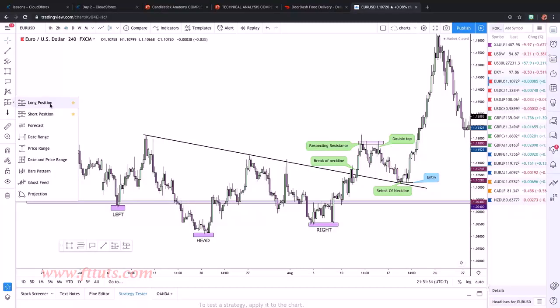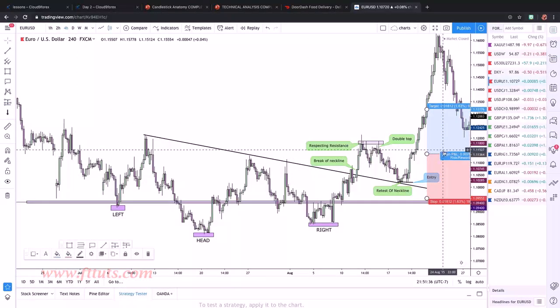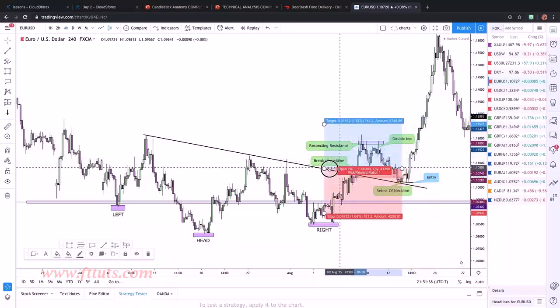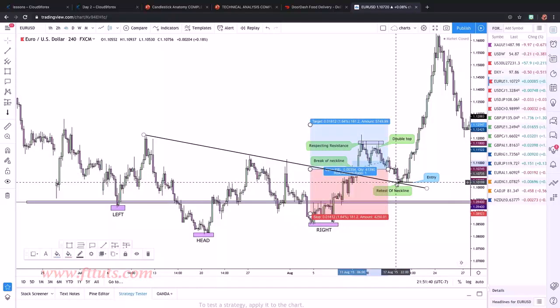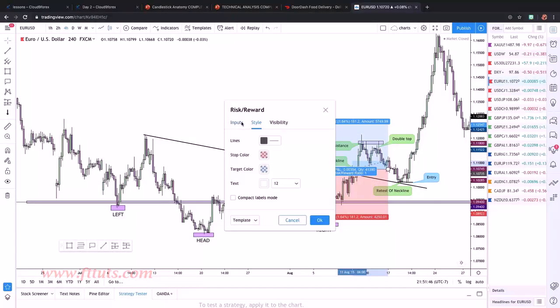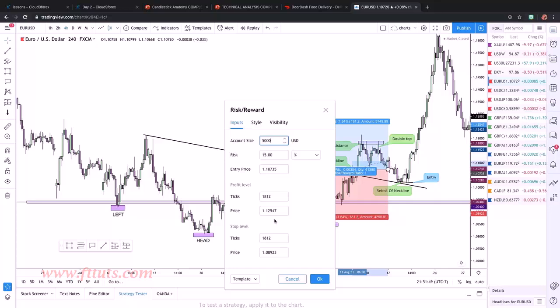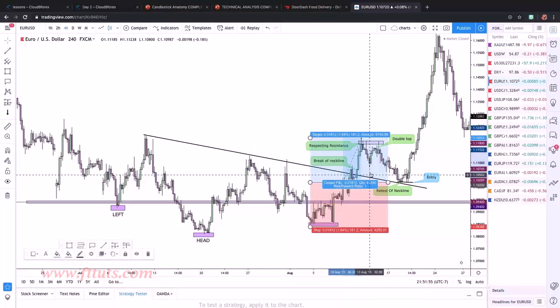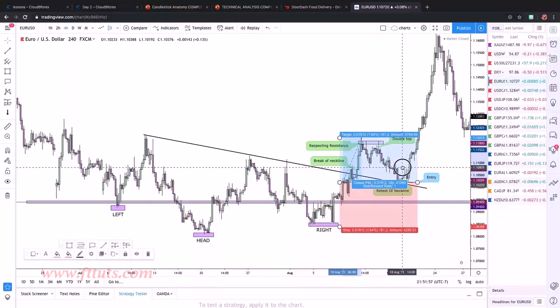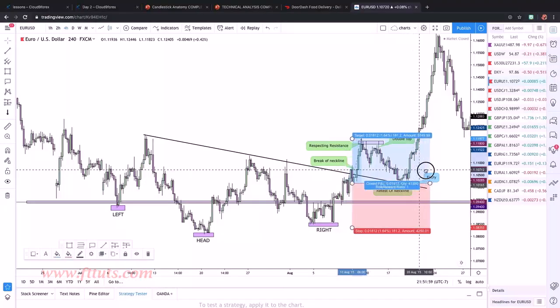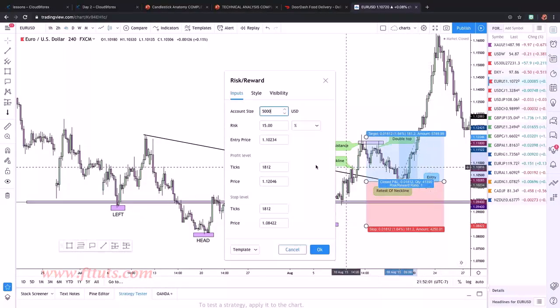So then we're going to take our long position and we're going to enter our coordinates. So we're going to go inputs, and then we're going to go entry price. And remember, we want to round it. So 1.0200. And then we want to have our stop loss below.